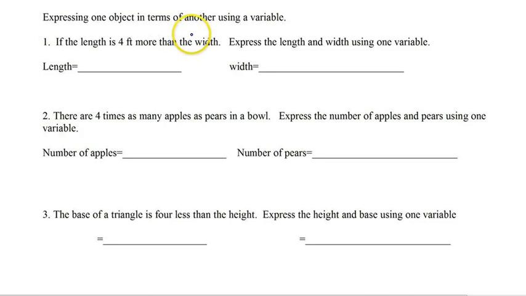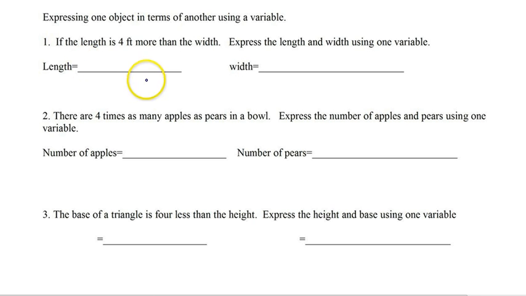Alright, and these are expressions where we're going to define one object or quantity in terms of another object or another quantity. So instead of explaining it, let's just get to it. If the length is 4 feet more than the width, express the length and the width using one variable. So we're only going to have one letter. And if you look, we have length and we have width, these two here.